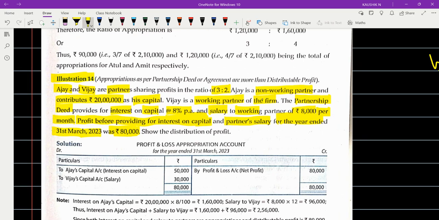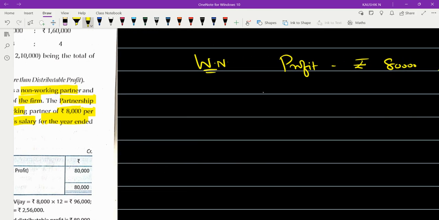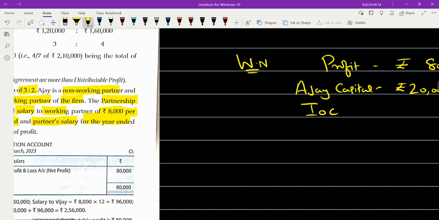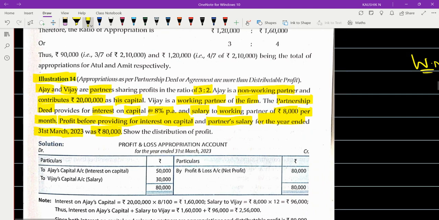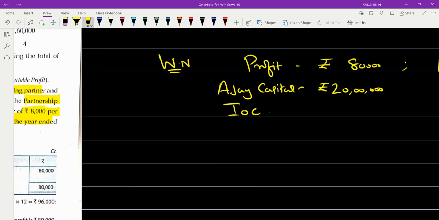And what is given in the question? Capital of rupees 20 lakhs provided by Ajay. Ajay has given capital and that value is rupees 20 lakh. And this has got interest on capital. Interest on capital to be added at the rate of 8 percent per annum. So interest on capital is eligible.